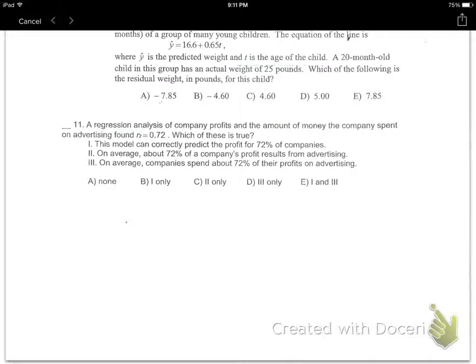Okay, let's look at number 11 here. And they tell us that R, that's a capital R, is 0.72. So what does that mean? That the model can correctly predict the profit for 72% of the companies? No. On average, about 72% of the companies result from advertising? No. On average, companies spend about 72 on the... No. So the answer is A, none of this. Remember, correlation doesn't give us units. It just tells us the strength.